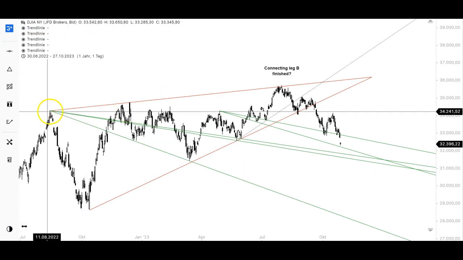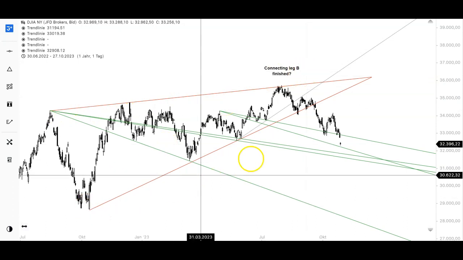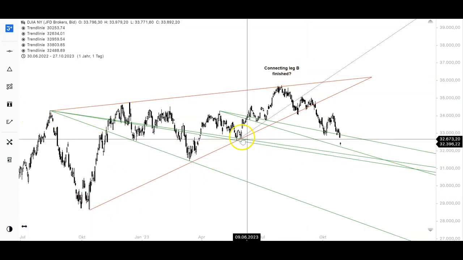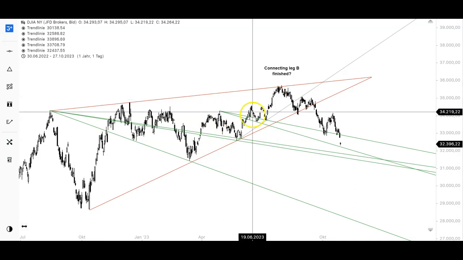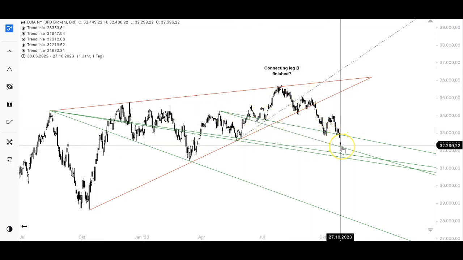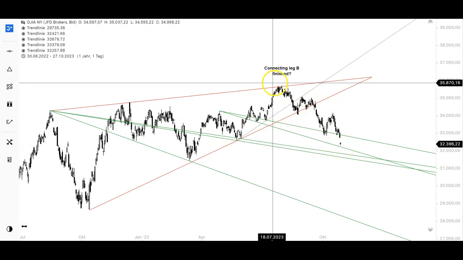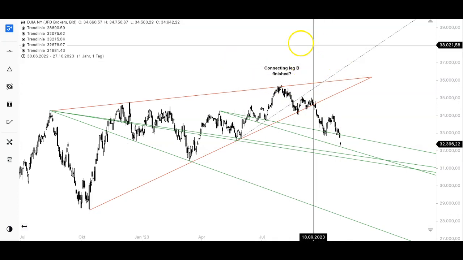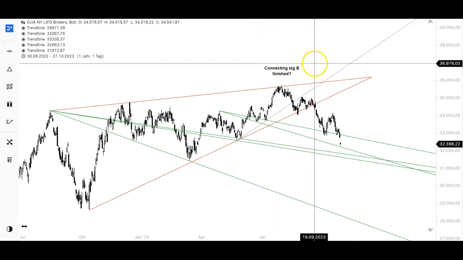And here's another daily chart from the Dow. You see here that big Wilbur wave wedge with all these target lines, because there are a lot of smaller Wilbur wave wedges in there. This one here was the one I just showed you, and we were just about to hit another one. And I put up here connecting leg B finished.